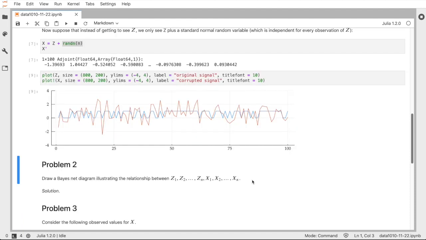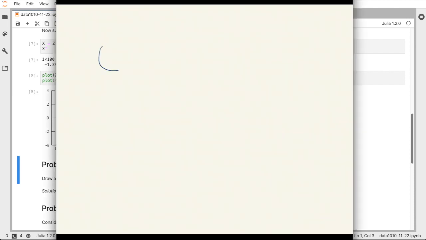So problem 2 says draw a Bayes-net diagram illustrating the relationship between the x's and the z's. So the first random variable we draw is z1. Then once we know z1, we can observe z2, and its distribution conditioned on z1 will depend on z1. Once we've observed z1 and z2, we can observe z3, and in principle, its conditional distribution given these first two random variables might depend on both random variables. But since we're talking about a Markov chain, it's only going to depend on z2.